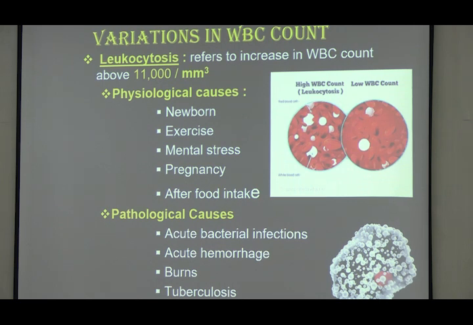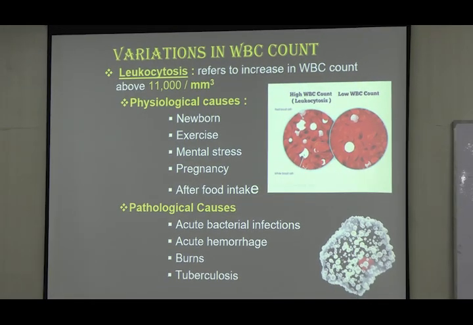Now we will discuss variations in WBC count. We said sometimes it is increased, sometimes it is decreased, so we use two terms: leukocytosis and leukopenia. Penia means low, lower than normal. Cytosis means increased production beyond the normal range. So remember this: leukocytosis.